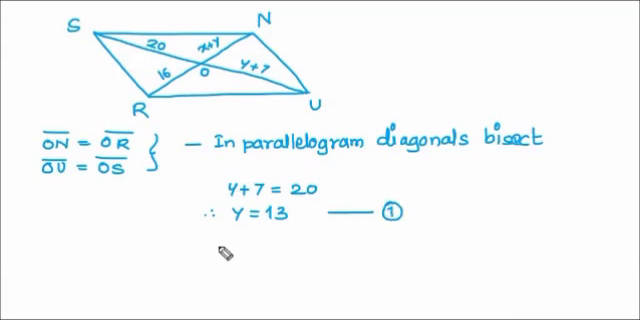Now we also know ON is equal to OR. X plus Y is equal to 16. But we know Y is equal to 13. So X plus 13 is equal to 16. And therefore X is equal to 16 minus 13, which is 3.